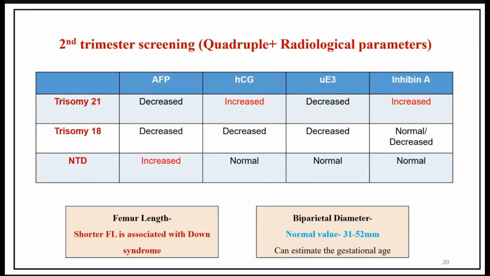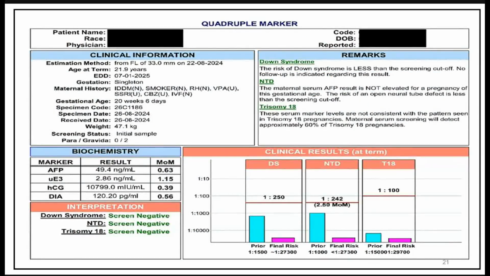Then we have femur length, where a shorter femur length is actually associated with Down syndrome. And it is actually a correct, accurate way for gestational age calculation. We have another parameter, biparietal diameter, that can be used to assess gestational age. Yes, sir. This is a report for quadruple marker. Here also we have taken into account clinical information, biochemistry, and we have interpreted it using MOM values, and the patient has screened negative for this pregnancy.